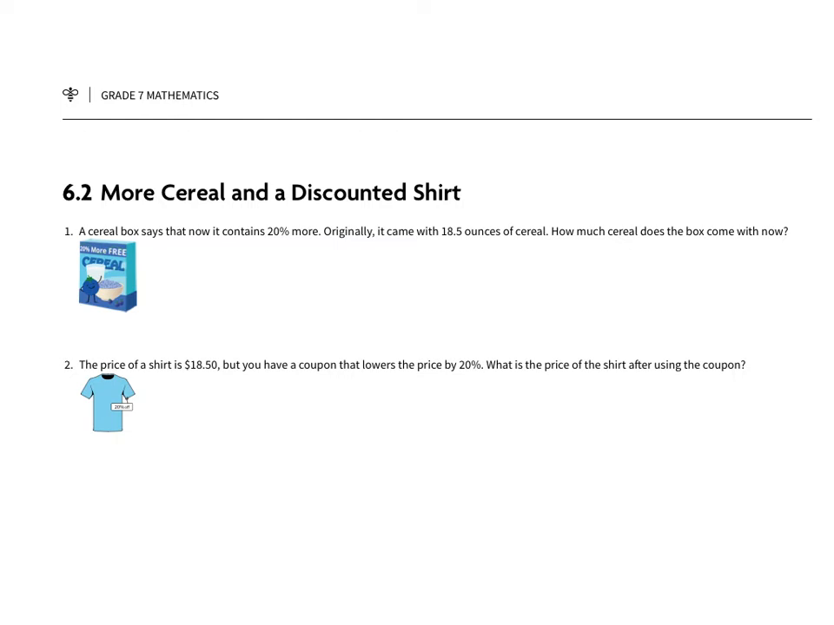20% more, 30% more, 50% free. Let's draw a quick tape diagram. Here's the original amount. The original amount is 18.5 ounces. So this says it contains 20% more, which means that our new value is going to be bigger.